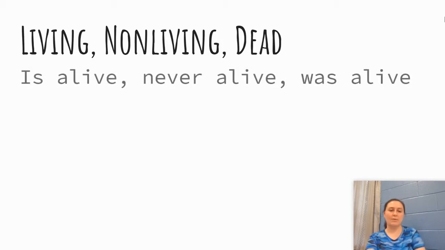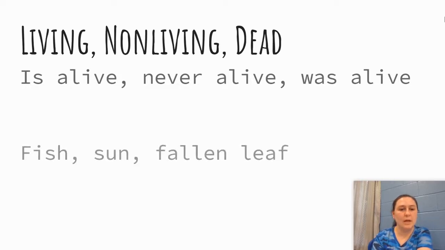And with that, I like to think about it this way too. Write this down if you want to. Living is alive. Non-living was never alive. Dead was alive. That's just a quick way to remember it. And some examples: living would be a fish. Non-living would be the sun. Doesn't have cells. Dead would be a fallen leaf. So leaves do have cells, and leaves were alive when they were on the tree, but if it falls, then it's not going to have a source to give it life anymore, so those cells are going to die.